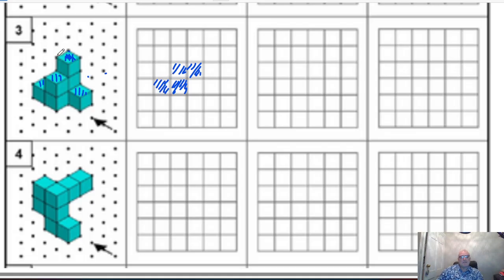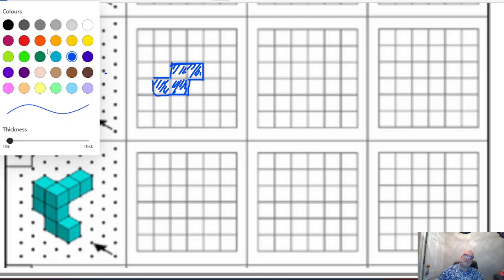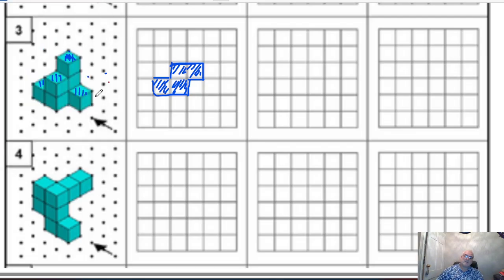Now there may be one in this back corner, but I can't physically see it, so I'm not going to draw that one in. Okay, it may be a hidden square, but that's what I'm going to be able to see from the top. I can see 2 and 2, so it looks a bit like a Tetris block, this one. So let's look at the front elevation.